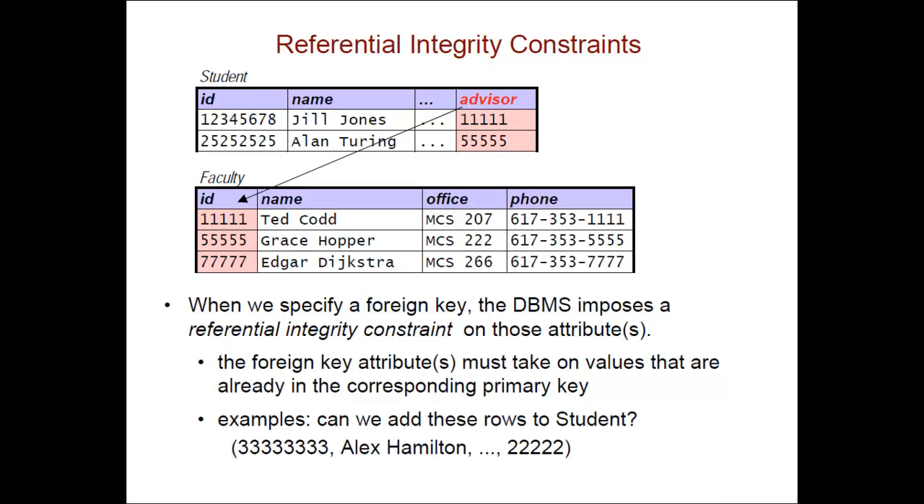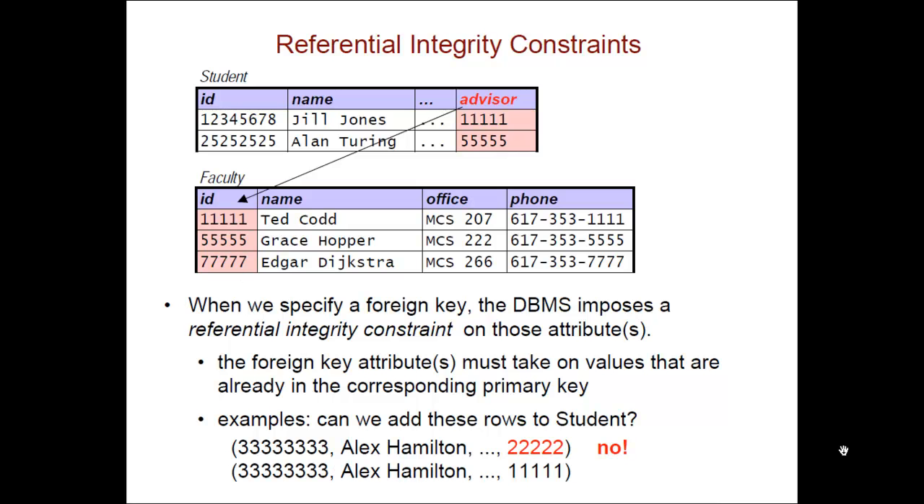So for example, if we wanted to add this row to student, we look at the foreign key value, the one we're specifying for advisor, 22222. That is not already in the faculty ID column, and therefore we're not allowed to do that. It violates referential integrity. There is no way to refer to a valid faculty row, faculty tuple, using this number because there is no faculty member who has that ID.